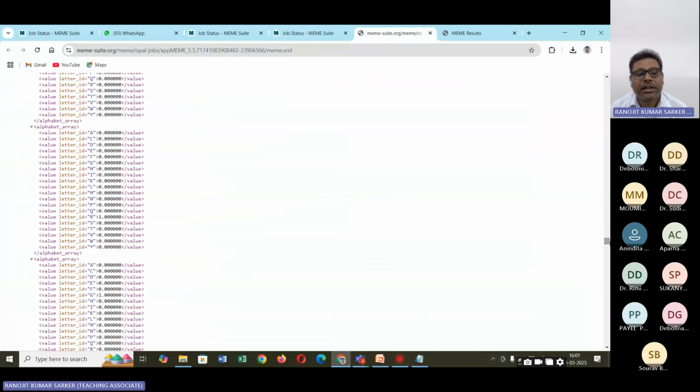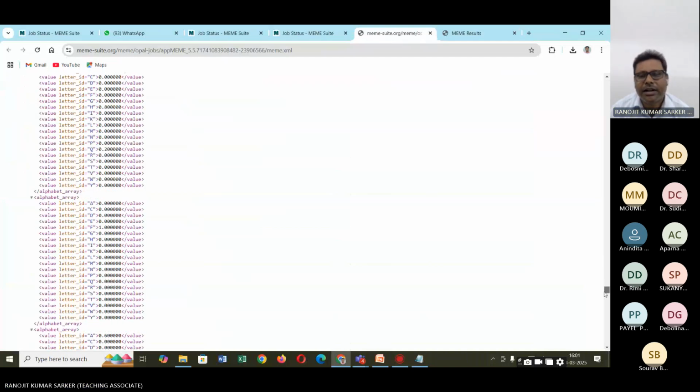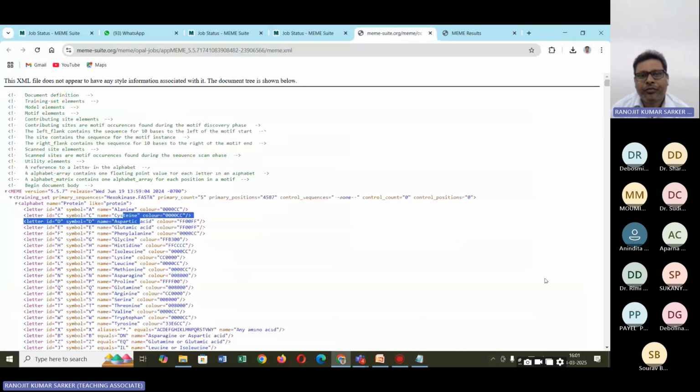It's a huge file. So sometimes you might ask that it's very difficult to understand, then what is the purpose of it? Maybe this output you need to give as input to some other software, and those programs will understand the XML format only. So that's why you can save this format and give this file as input for further analysis. So that's the use of this one.